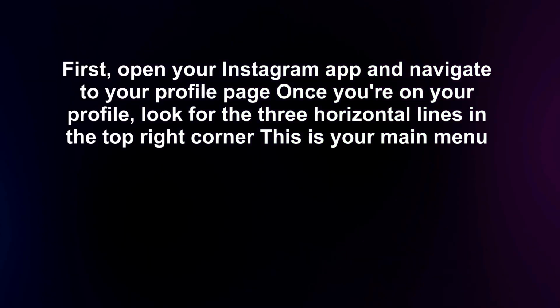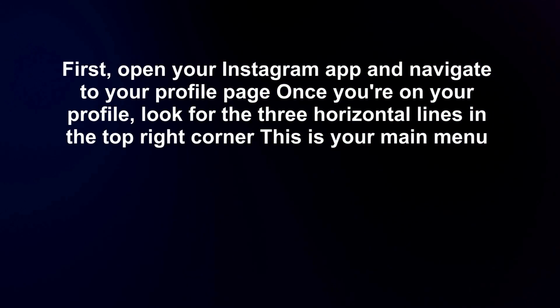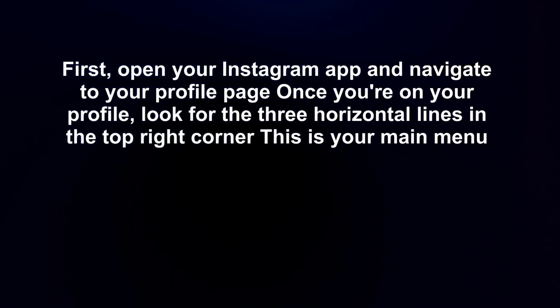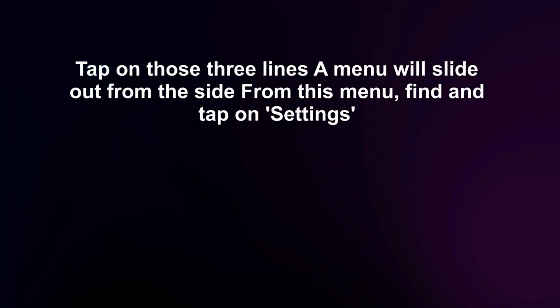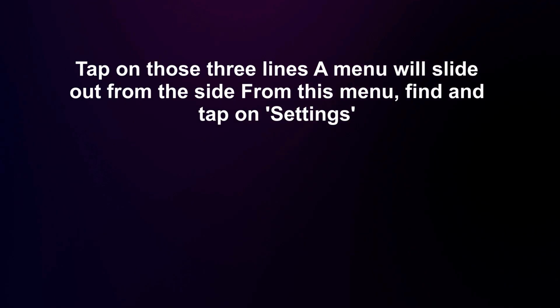Once you're on your profile, look for the 3 horizontal lines in the top right corner. This is your main menu. Tap on those 3 lines. A menu will slide out from the side. From this menu, find and tap on Settings.